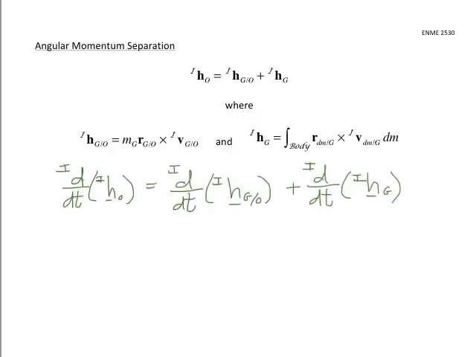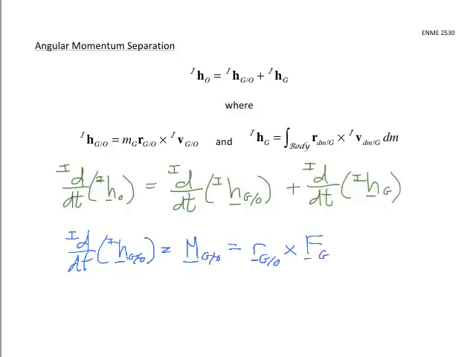Now to get the dynamics of this, once again we take the time derivative as observed in the inertial reference frame. And the first term in this expression, the time derivative of the angular momentum of g with respect to O, is equal to the moment of g with respect to O. And so this is the cross product of the position vector of the center of mass with respect to O crossed with F sub g, which is the sum of the external forces.